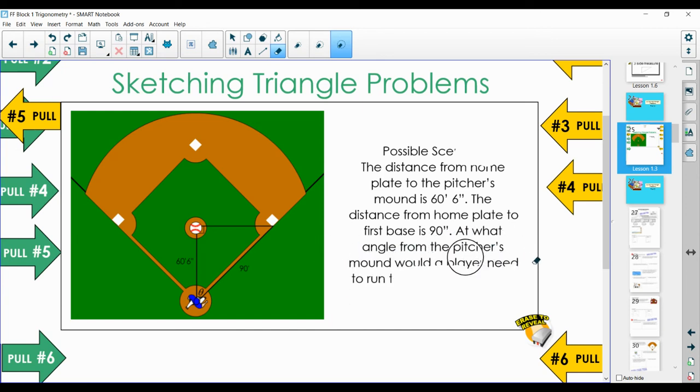So the distance from home plate to the pitcher's mound is 6.5 feet, and the distance from home plate to first base is 90. It should say 90 feet, not 90 inches. At what angle from the pitcher's mound would a player need to run to get onto first base? So we're looking at the missing angle here.